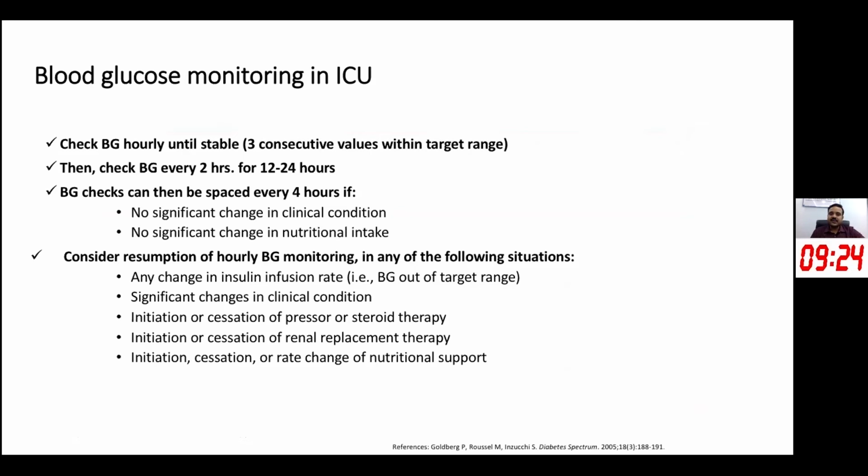Blood glucose monitoring in ICU: checking blood glucose hourly is the recommendation, and if 3 consecutive values are within the target, we can relax the monitoring to every 2 hours. And blood glucose checks can be spaced to every 4 hours if there is no significant change in the clinical condition and no significant change in the nutritional intake. Consider resumption of hourly blood glucose monitoring if any of the following conditions arise: any change in the insulin infusion, significant change in the clinical condition, steroid therapy being hiked up or lowered down, initiation or cessation of renal replacement therapy, or any change in nutritional support.